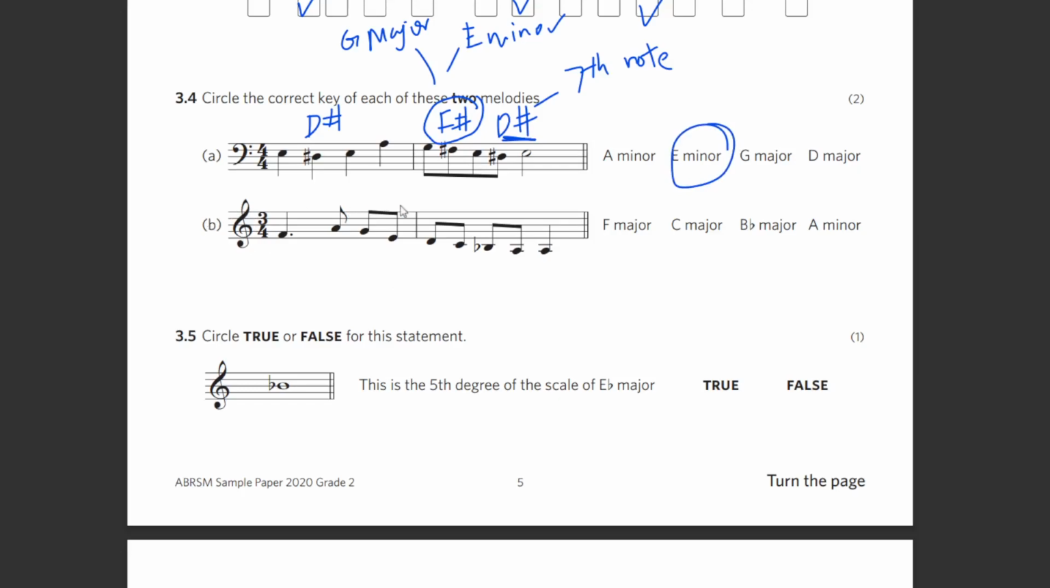Next, let's move on to B to find what key it is. Now I have B flat here. B flat only. So which key has B flat? Well, it is F major. You also have D minor, which also has B flat. But there's no D minor, so F major.